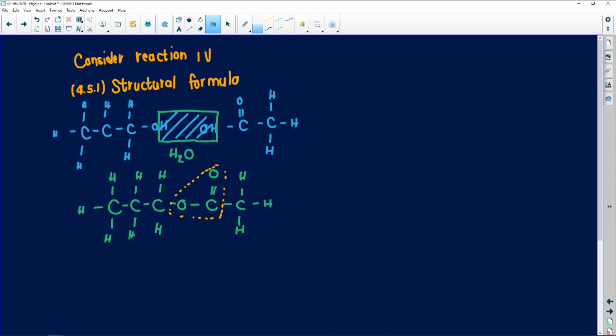Now we look at this one. Now we're going to have 4.5.2, and it says name or formula of the catalyst that is used. And this was just going for 1 mark.